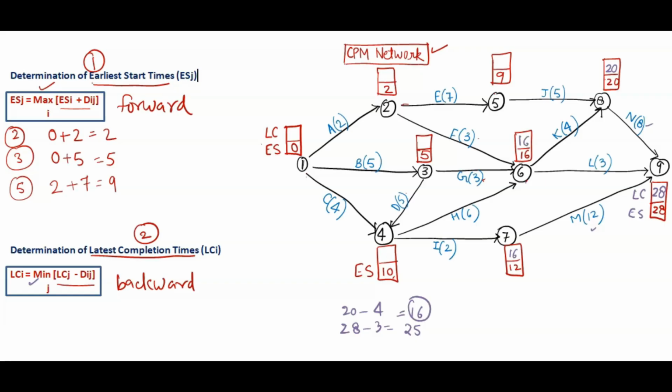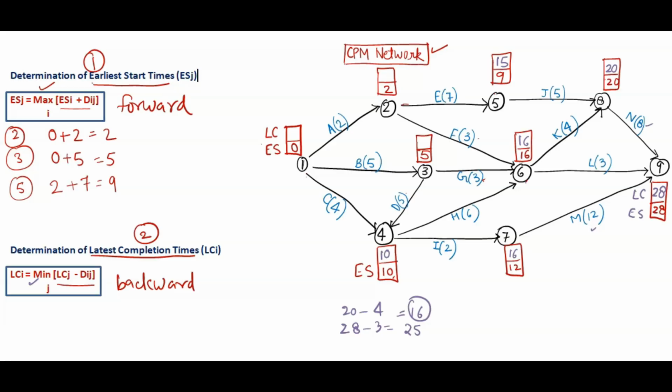Now we have to come towards 5. 5 we can come to from 8. So 20 minus 5 is 15. Now we have to come to 4. For 4 we have two directions. From 6 also, from 7 also we can come to 4. From 6, 16 minus 6, 10. From 7, 12 minus 2, 10. Both are the same. So fine.